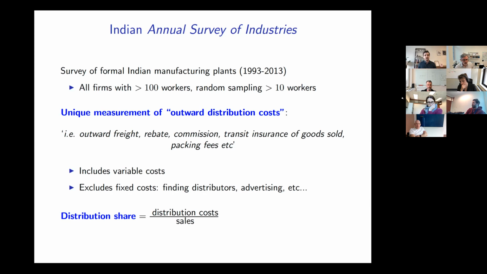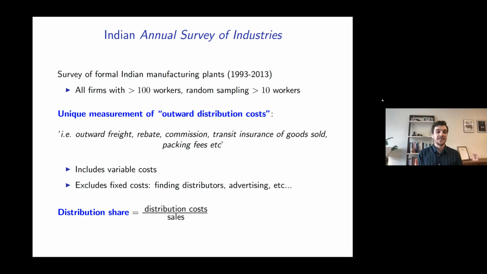Now, when I say this is unique, a lot of other data sets that we've worked with, even, for example, the US Annual Survey of Manufacturers, just don't report this. So we don't really have good measures of how big these costs might be for firms. And that's what's pretty appealing about this data.